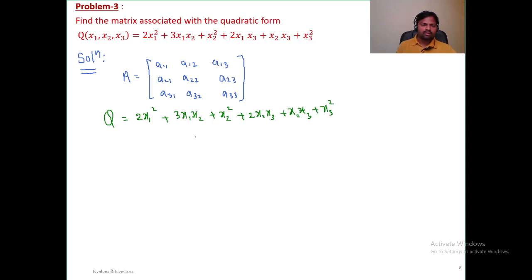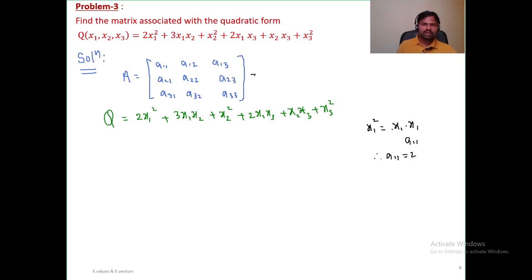Okay, now here we need to find out the coefficient. Look at this, x1 square means x1 into x1, right? I'm explaining here. x1 square is nothing but x1 into x1. That means indirectly this is the a11 coefficient. Its coefficient is a11. So the x1 square coefficient is 2, therefore the a11 value is 2. So this entry is 2.